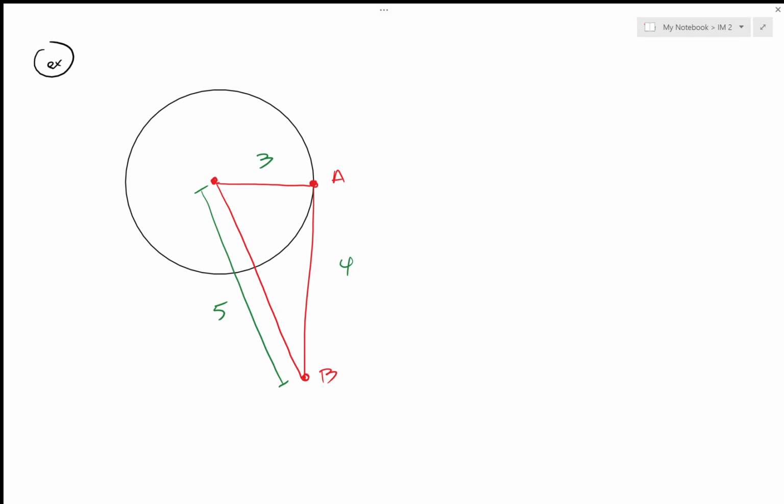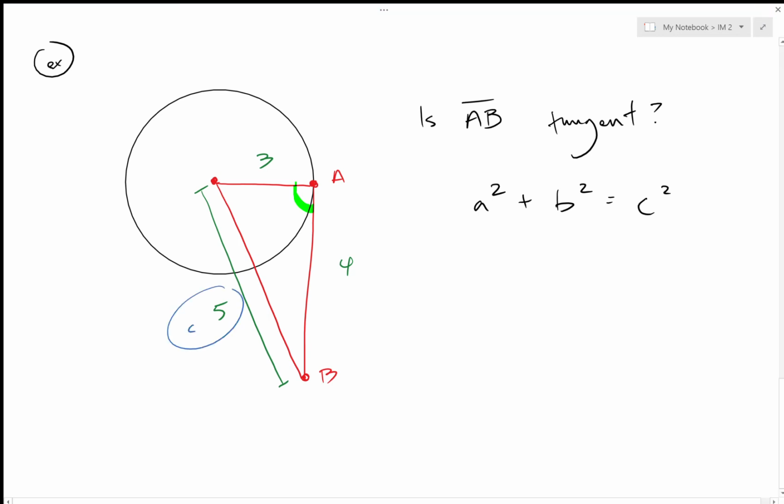So we're trying to find out, does this make a right angle or not? And in order to do that, we need to use Pythagorean's theorem. So is AB tangent? Let's plug it into the Pythagorean theorem. Because you see they always give us 3 sides here. C is the biggest side, the hypotenuse, so that has to be the 5. A and B really don't matter, so I'll just go in order.